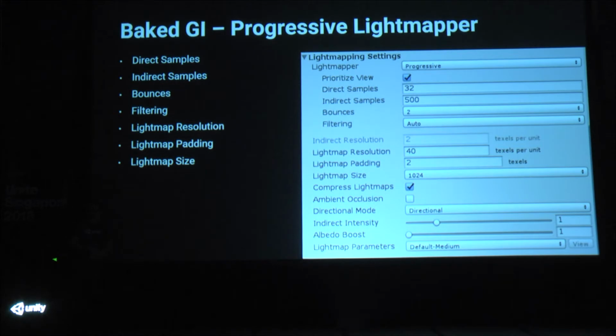So, baked GI with the progressive Lightmapper. These are the parameters that you get: direct samples, indirect samples, bounces, filtering, and so on. So again, let's compare some of these more important parameters and see what they do.